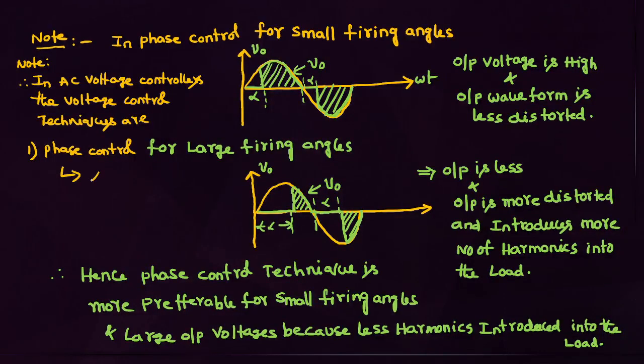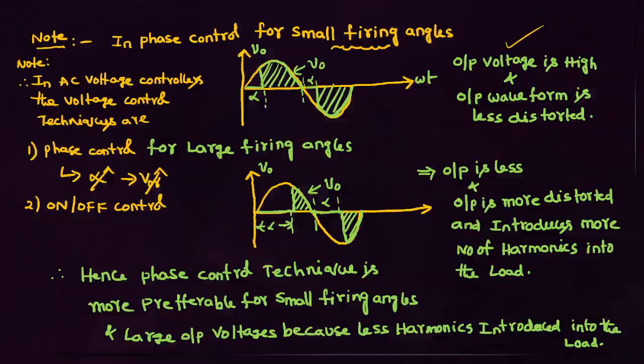What do you mean by phase control? By controlling the firing angle, the RMS output voltage is controlled. Then the on-off control technique, next we have to see that technique also. The on-off control technique is also called integral cycle control or burst firing control. In the phase control technique, output voltage is high and the output waveform is less distorted for small firing angles. That is, if you use very low firing angles, then the output is not distorted much. It's nearly sinusoidal and the output voltage is also high.